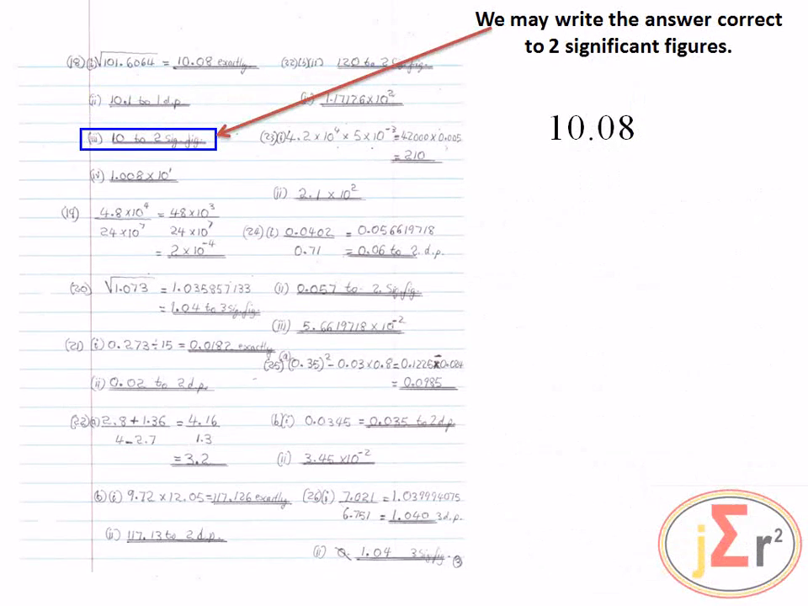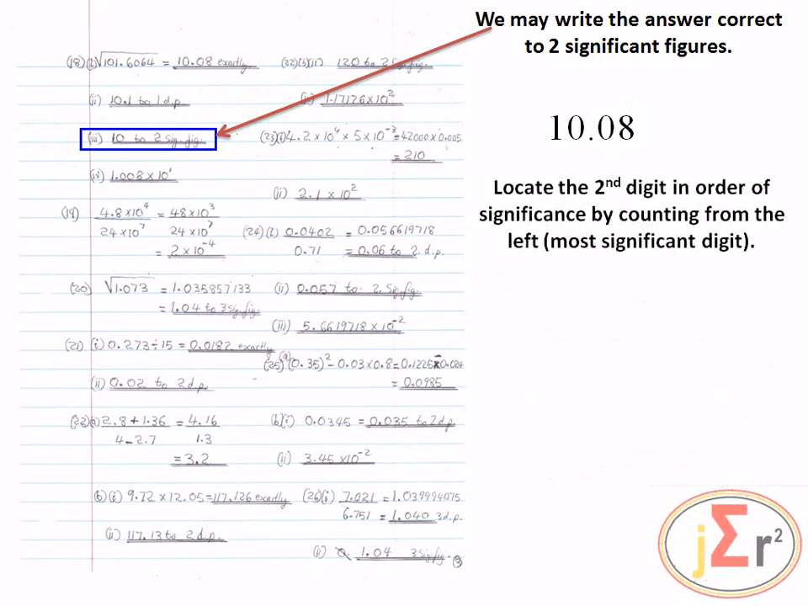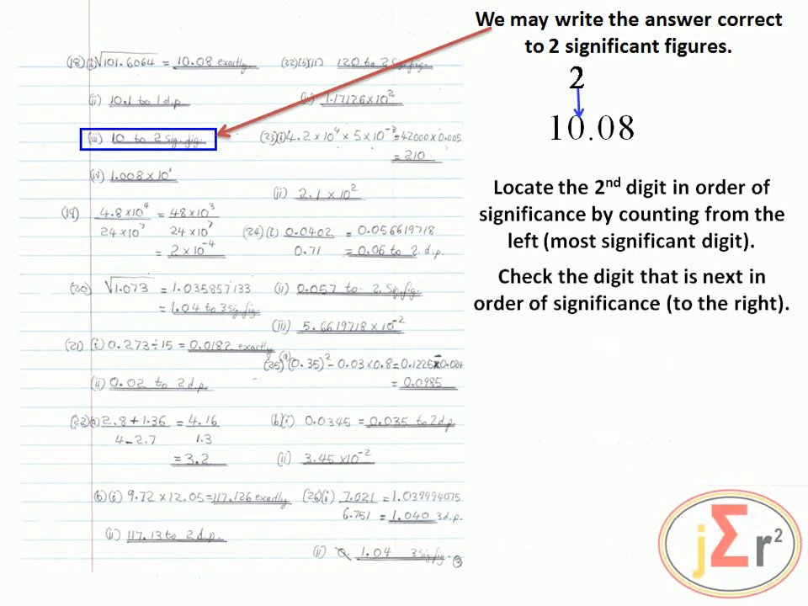We may write the answer correct to two significant figures. Locate the second digit in order of significance by counting from the left, which is where we will find the most significant digit. Second digit in order of significance.